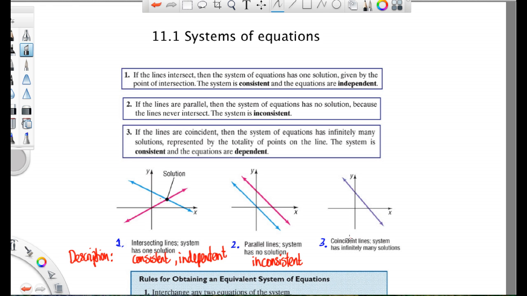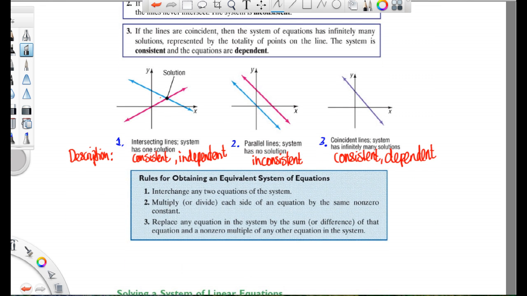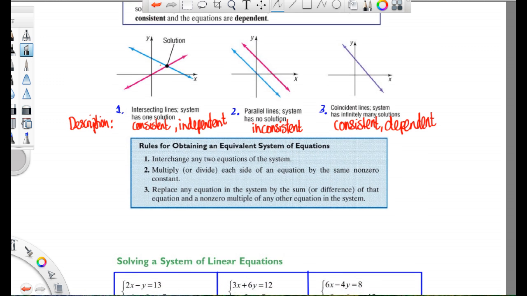Well, because there are solutions, we still are going to say that this is consistent. But then we distinguish from the first situation by saying that the two lines here are dependent. And hopefully that makes sense a little bit. So independent means two separate lines, dependent means the same line. So the same y-intercept, same slope. Independent, definitely a different slope.